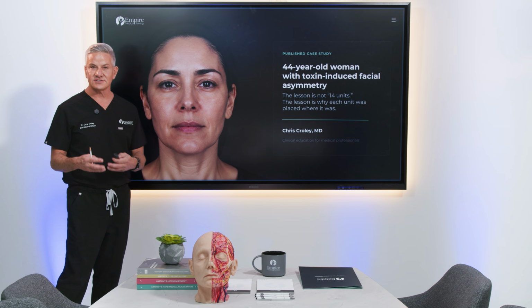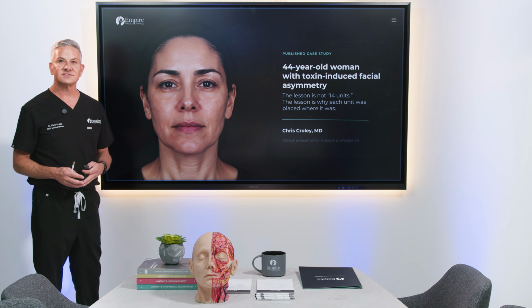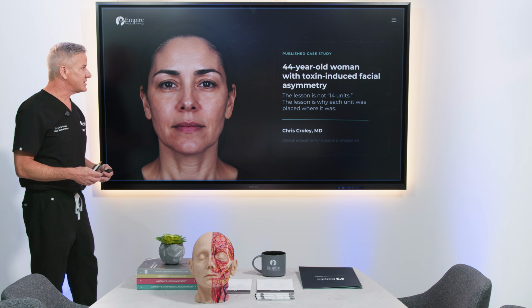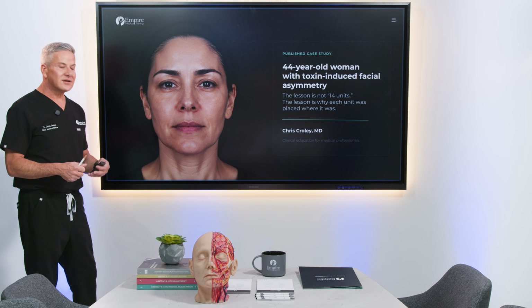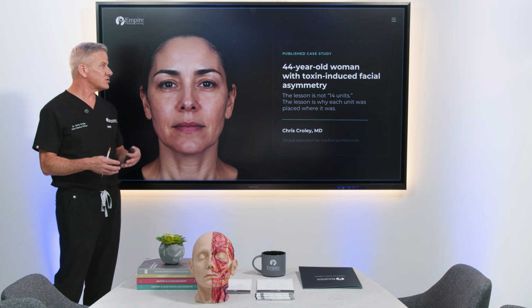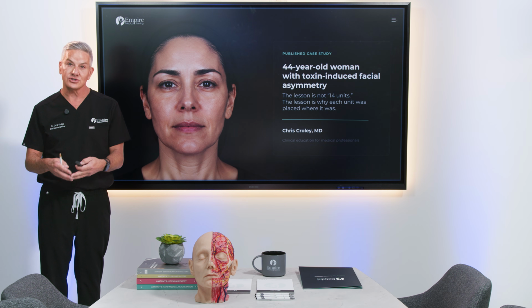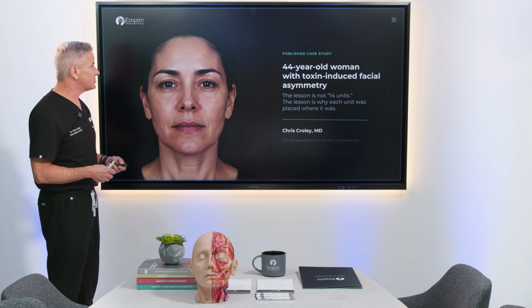Now, the case that we're going to discuss today is a published case. It's a 44-year-old woman with neurotoxin-induced facial asymmetry. So the lesson is not that we're treating this patient. We're going to show you some pictures, and it's not that we're treating with 14 units. It's how we place the 14 units, why we chose 14 units, and what muscles we treated.